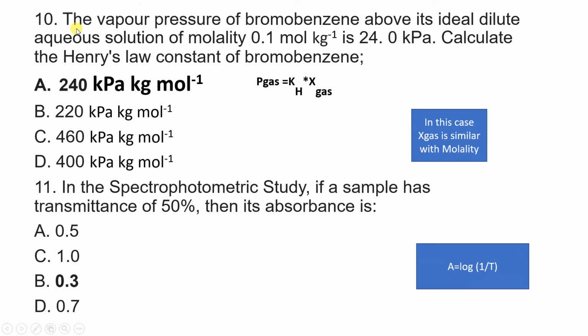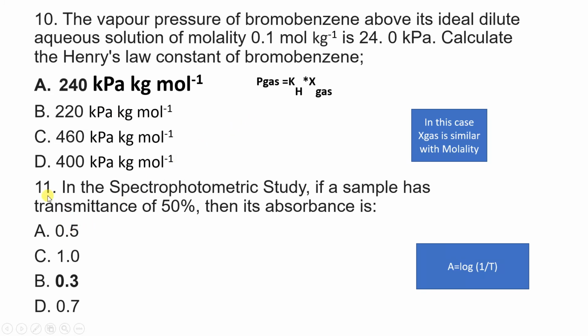Then question number 10. The vapor pressure of bromobenzene above its ideal dilute aqueous solution of molality 0.1 mole per kg is 24 kilopascal. Calculate the Henry's law constant of bromobenzene. I have written here the formula. You just substitute the values. What you will get? You will get the answer as 240. Just put 24 in place of P gas and 0.1 in place of X. So you will get 240.